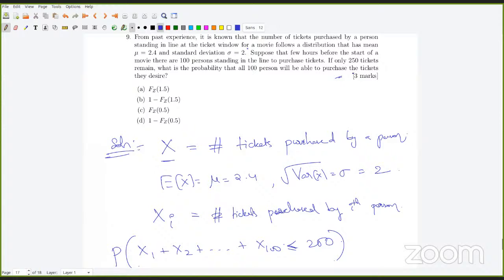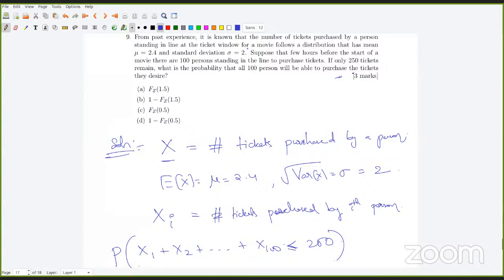I'm not talking about that. Those who have stood in the line, all those 100 people, if all the 100 people's desire is to buy only one ticket, will their desire get satisfied or not? In your equation, there is a possibility that the whole 100 people will be buying less than 250 tickets. Yeah, less than 250. So some tickets are left.